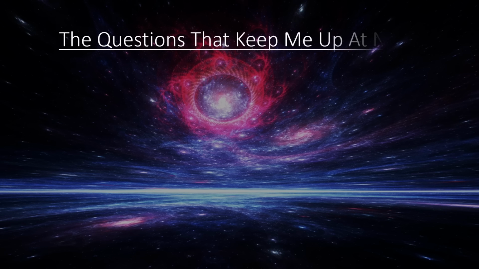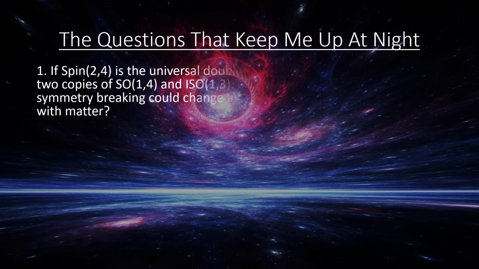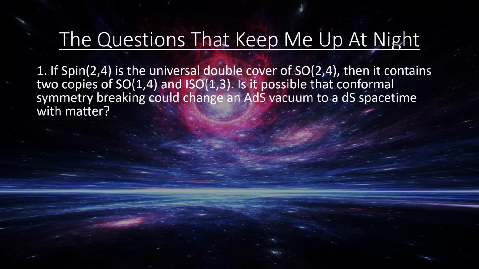And I'll leave you with a couple of questions that keep me up at night. One, if Spin(2,4) is the universal double cover of SO(2,4), then it contains two copies of SO(1,4) and ISO(1,3). Is it possible that conformal symmetry breaking could change an AdS vacuum to a dS spacetime with matter?